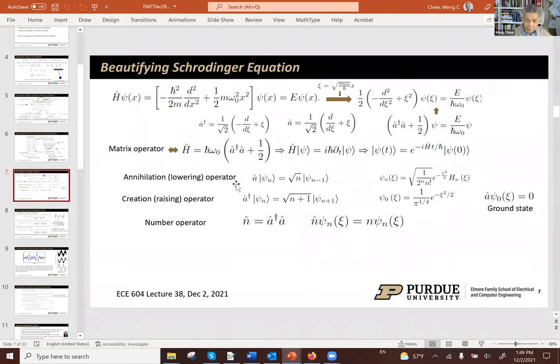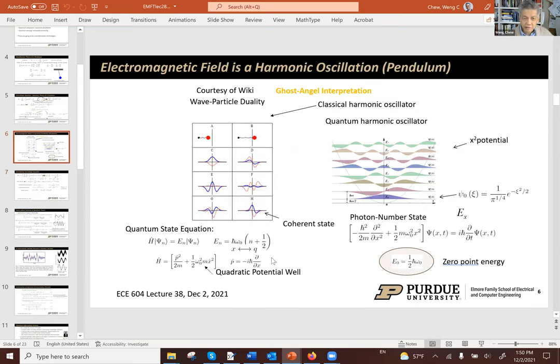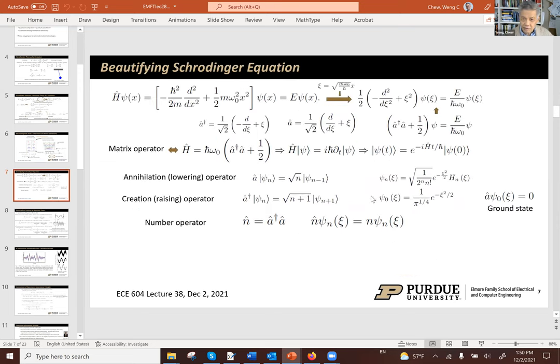And also there is an operator called a number operator. When you compare this equation, you can see that if you take n hat to be a dagger a, which is this term over here, you can show that when this operates on the photon number state, you just get n back. That's why you have the eigenvalue being equal to n plus half, which I showed in the previous slide, for instance. Okay, the eigenvalues are n plus half, because the number operator has eigenvalues of n.